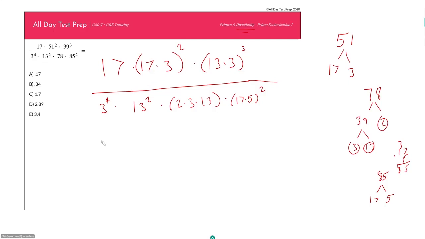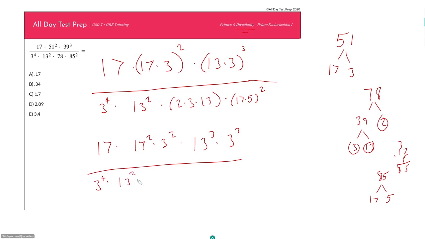But first, I'm going to multiply these out. So we got 17 here. The power just gets distributed to each of the two terms. They're both multiplying together. So 17 times 3 all squared is just 17 squared times 3 squared. And here we got 13 cubed times 3 cubed all over 3 to the fourth times 13 squared times 2 times 3 times 13 times 17 squared times 5 squared.